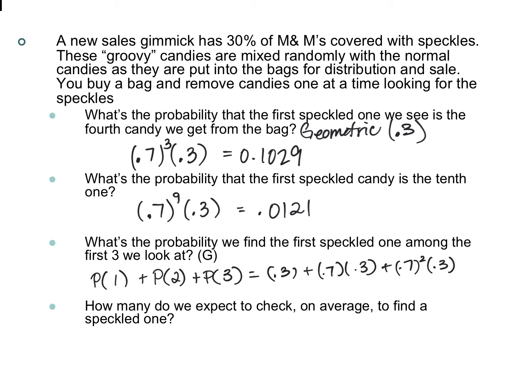So now we'll do that in the calculator. 0.3 plus 0.7 times 0.3 plus 0.7 squared times 0.3. And I get 0.657.